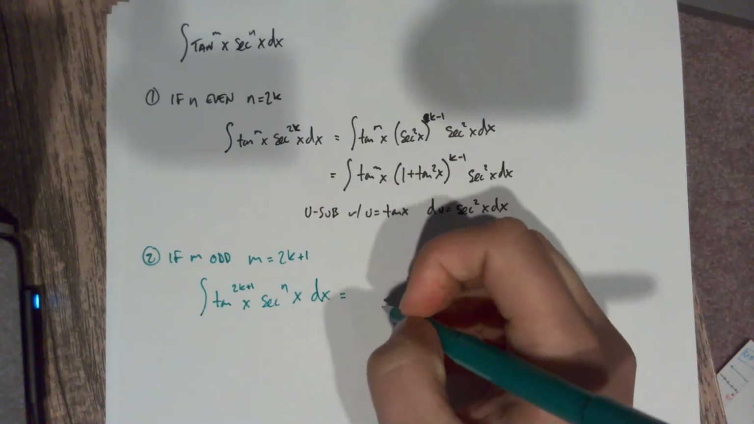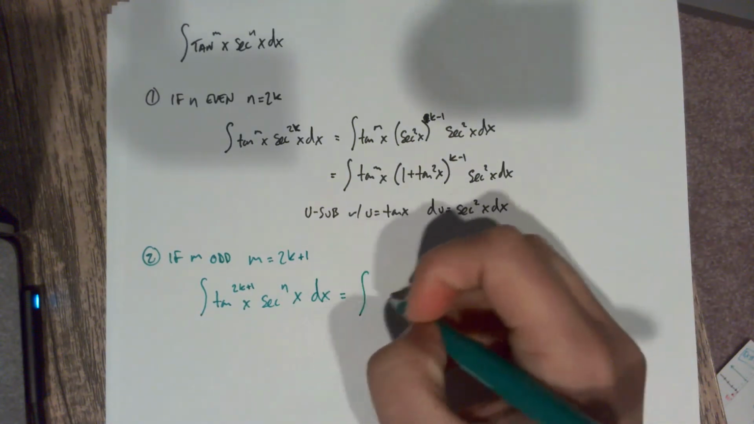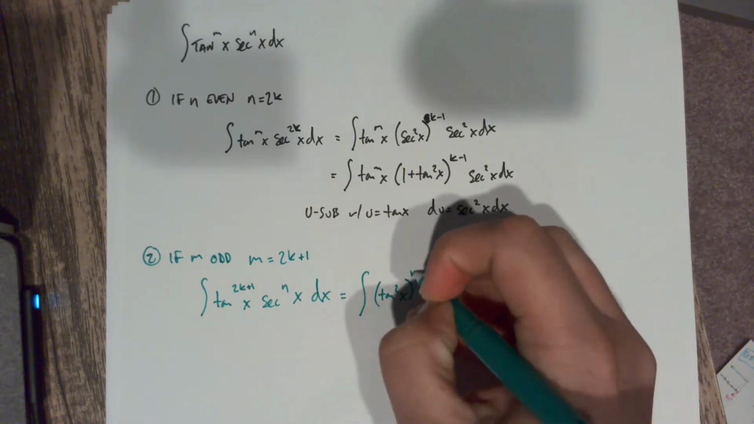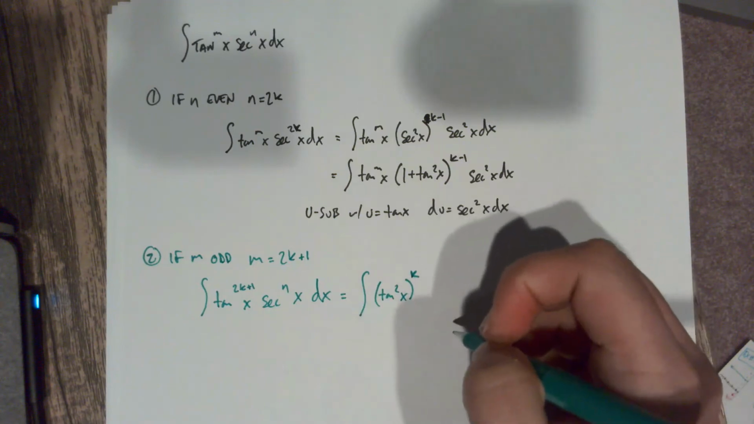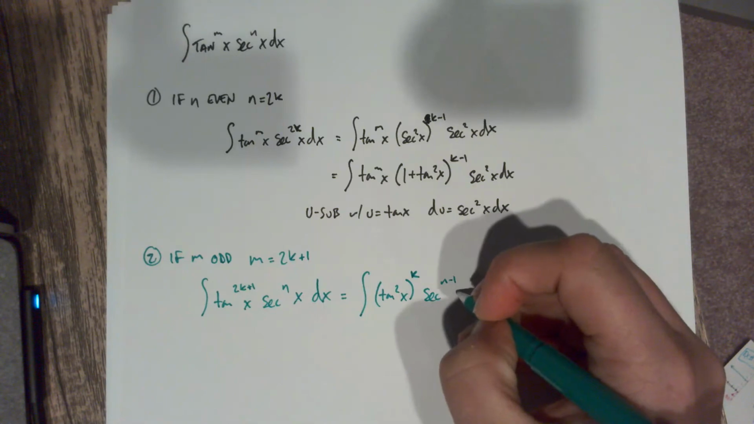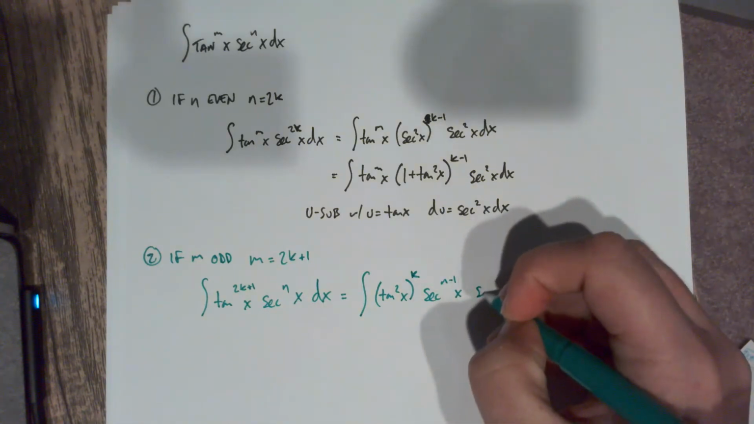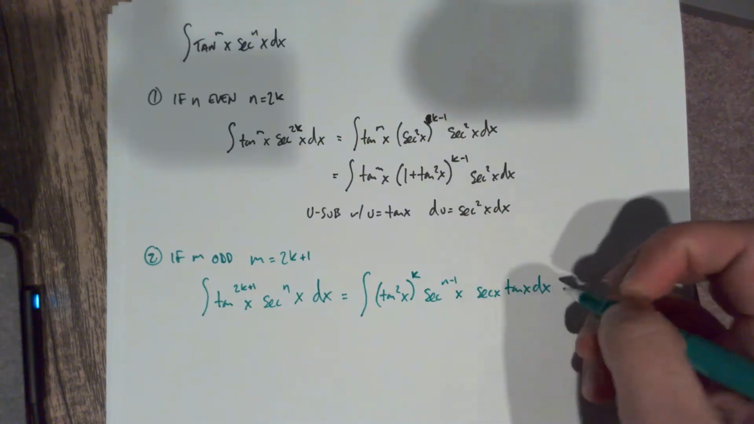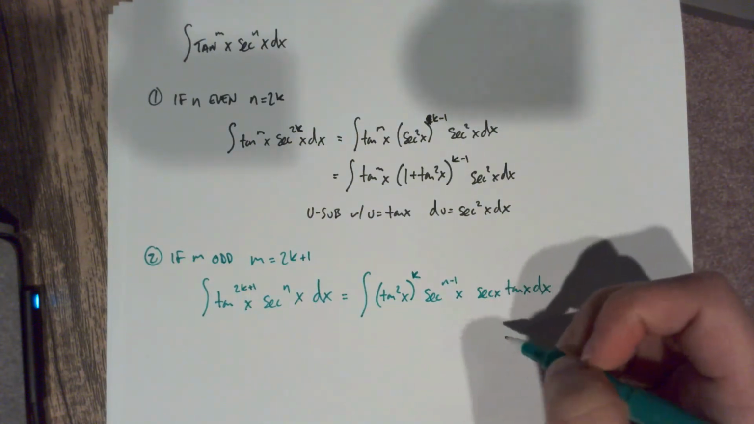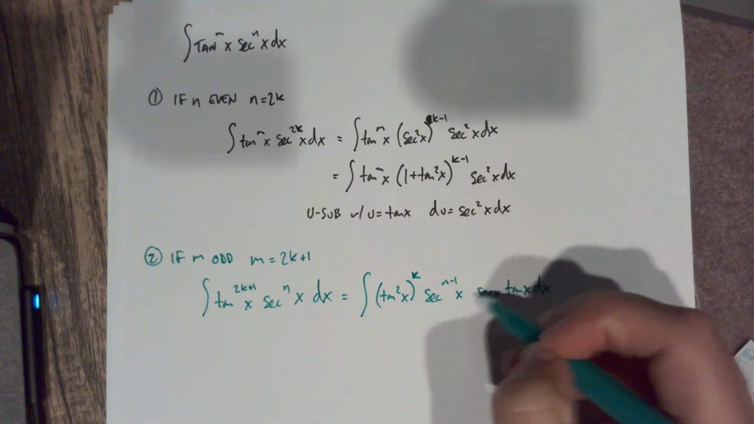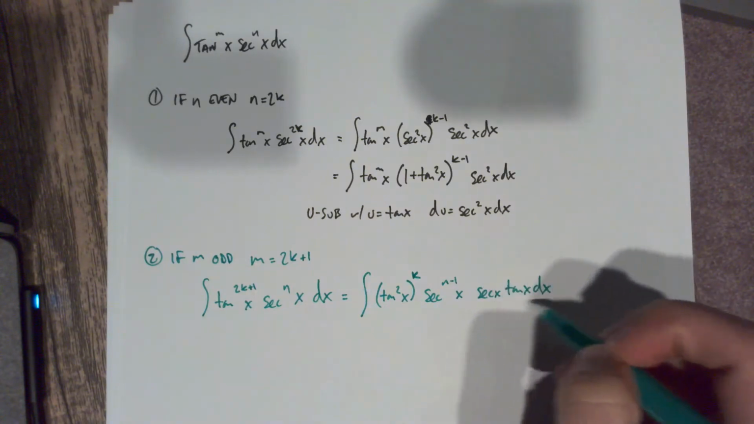So then I can rewrite this as tangent squared x to the k, secant to the n minus 1, times secant times tangent. Because the idea here is that we want to get a secant tangent, because the derivative of secant is secant tangent. So I'm trying to pull this off in any way that I can so that I can get this to be my du here.